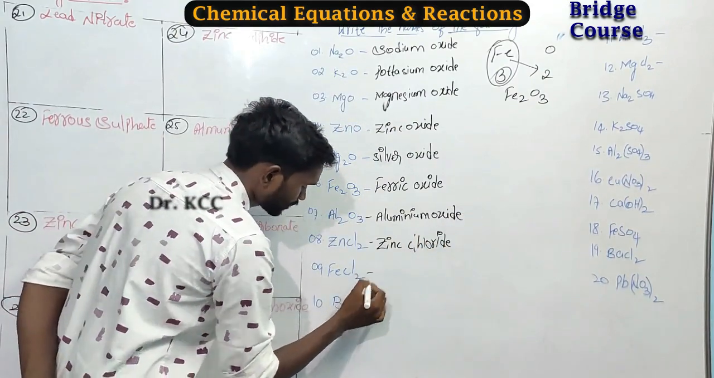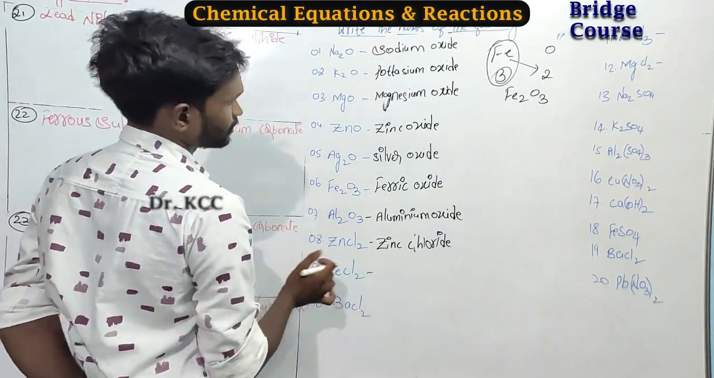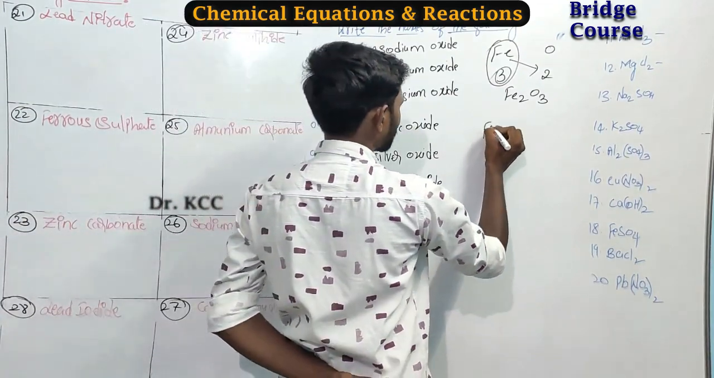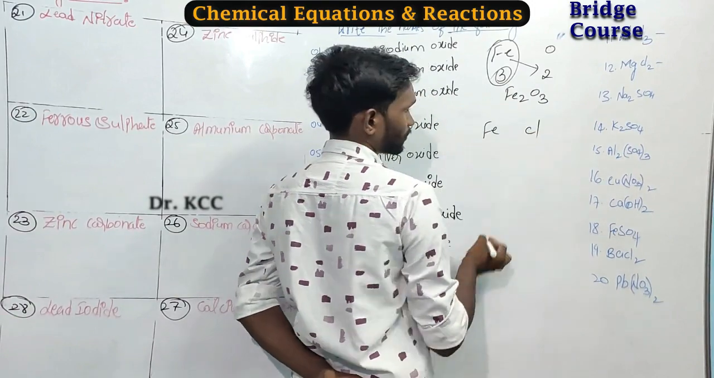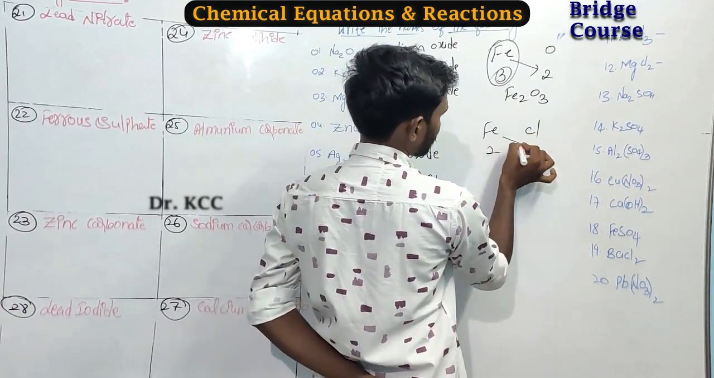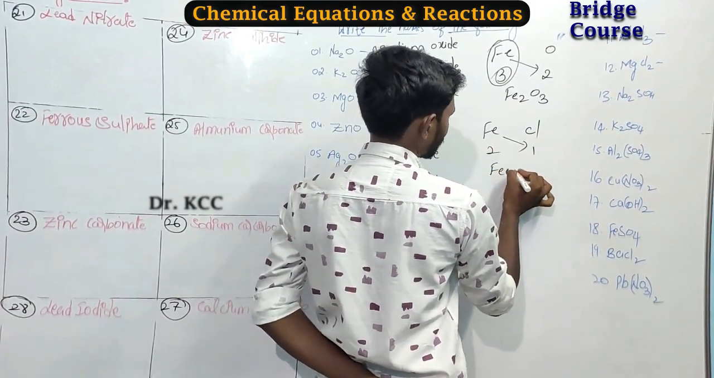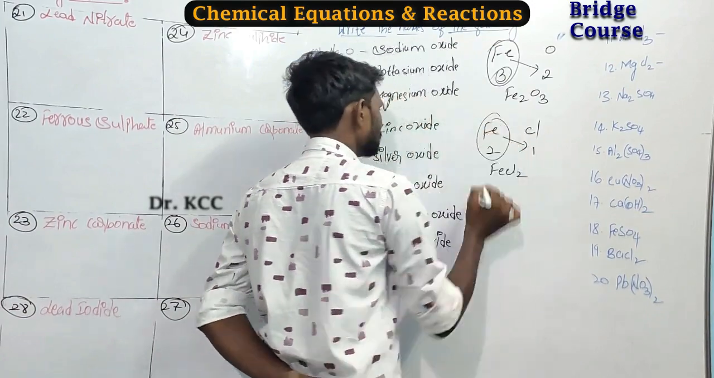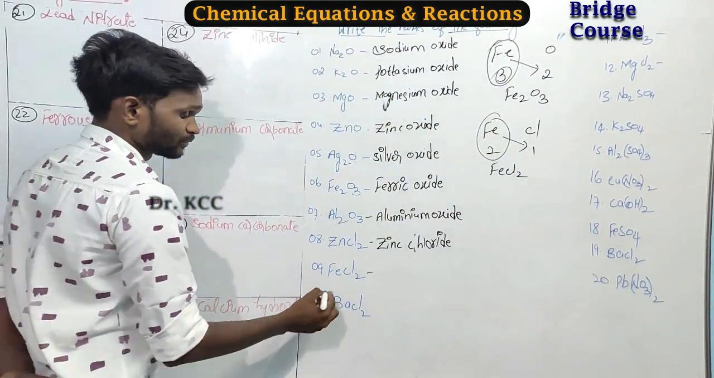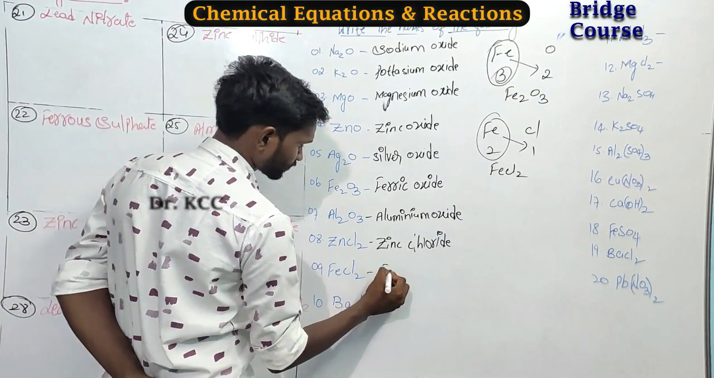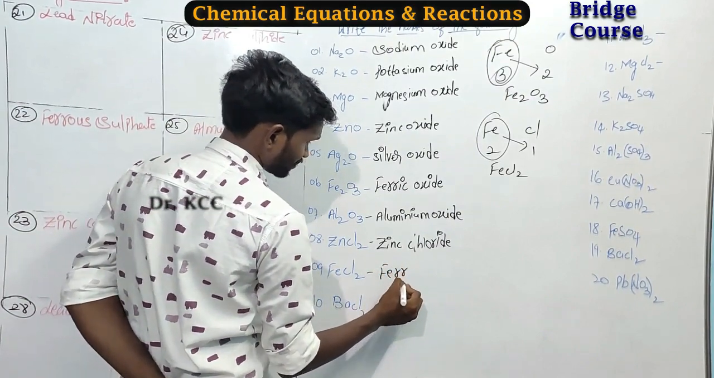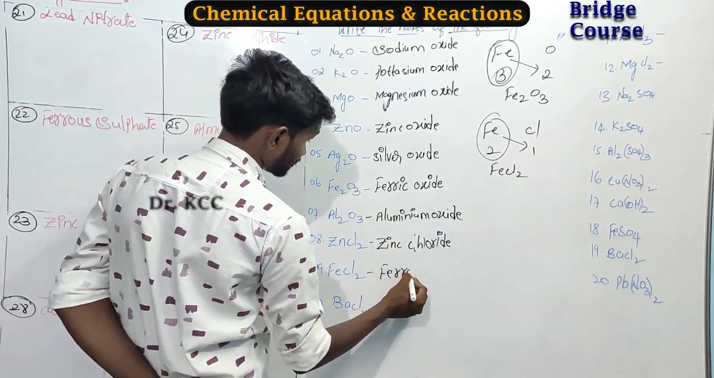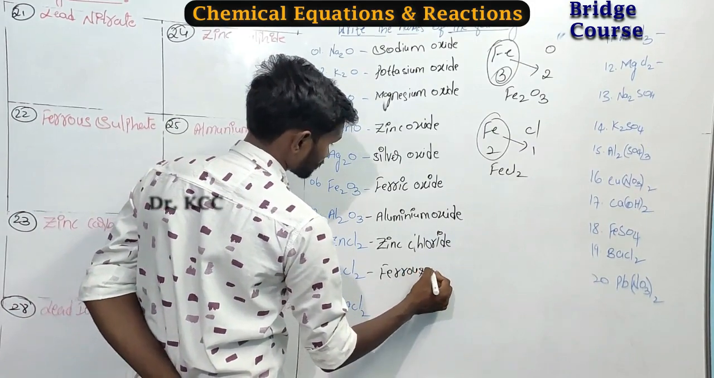Then you have FeCl2. How to get that one? Write the formula: Fe, chlorine, this is 2, this is 1. When you cross multiply, you will get FeCl2. What is the valency of iron they are considering? 2. When it is 2, how do you write it? Not ferric. Then what? Yes, it is ferrous. Ferrous chloride.